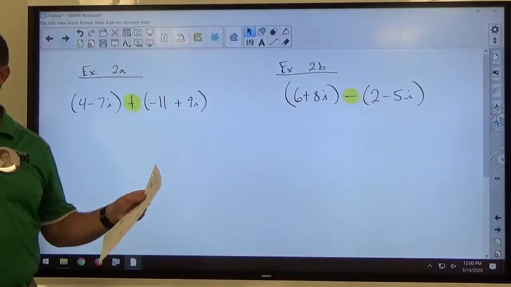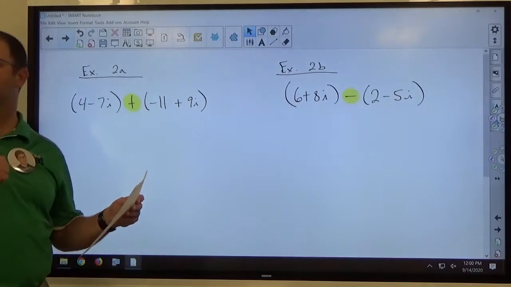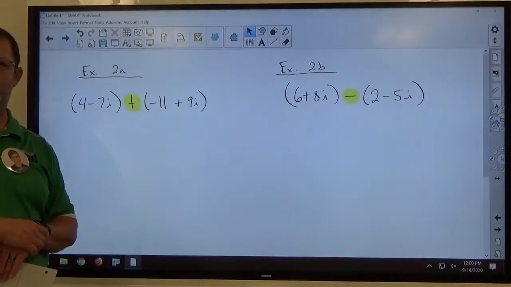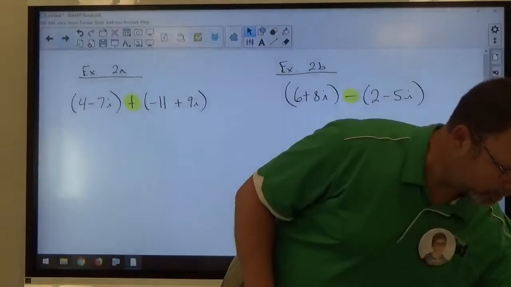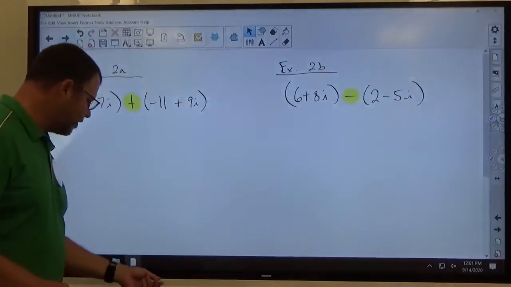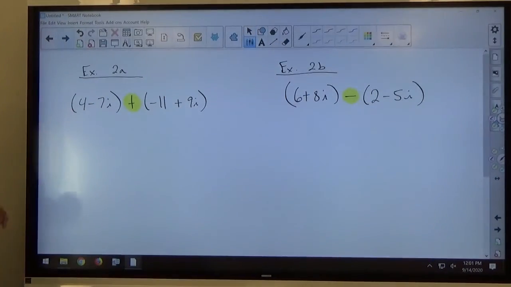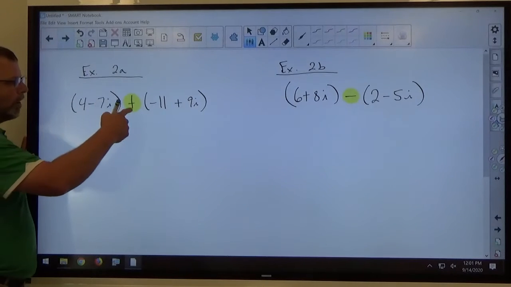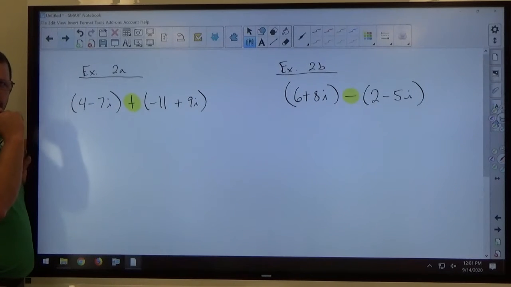So it mentions 6 plus 8i first. It mentions 2 minus 5i second. We're subtracting 2 minus 5i. So I lied a moment ago when I said I was going to make this harder, because this isn't hard at all. All right, so first off, what does a plus sign do to signs?